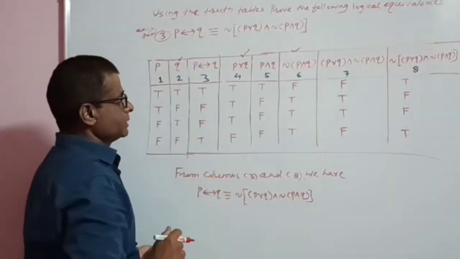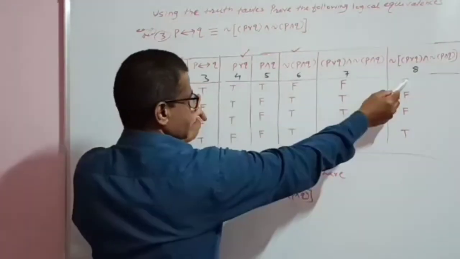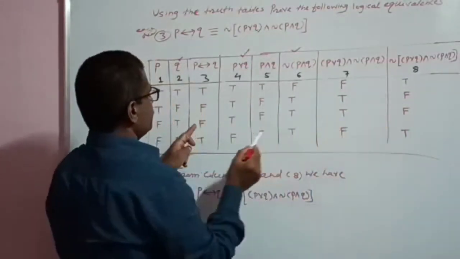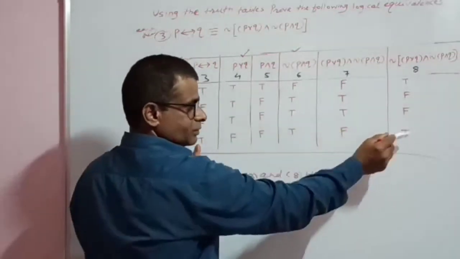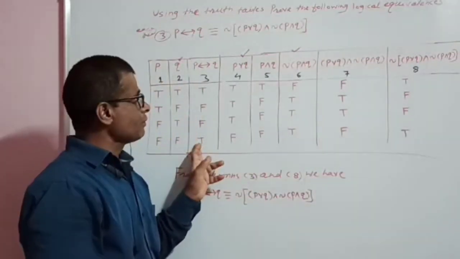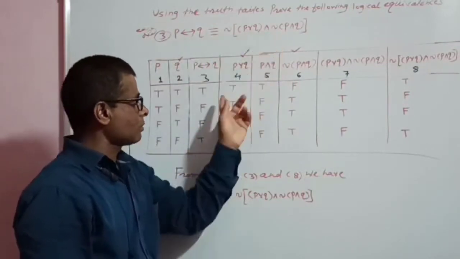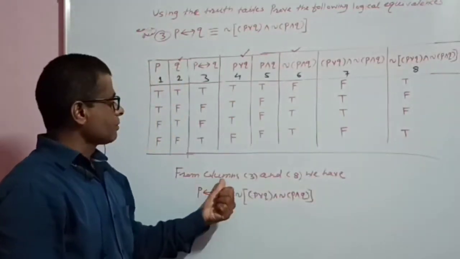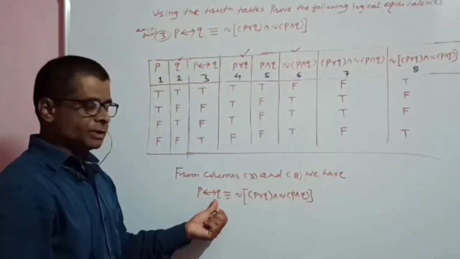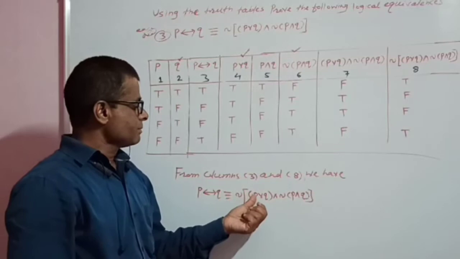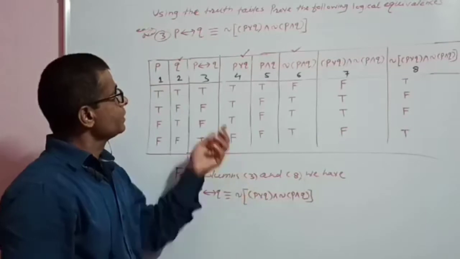Now we observe their truth values. The corresponding truth values should be identical. So first is T, here T, here F, here it is also F, then next is F, here also F, and last one is T, here also the last one is T. That means the corresponding truth values of the left hand side statement pattern and the right hand side statement pattern are what? They are identical. So from columns 3 and 8 we have, P biconditional Q is logically equivalent to negation of P disjunction Q conjunction negation of P conjunction Q. So this is the proof of this.